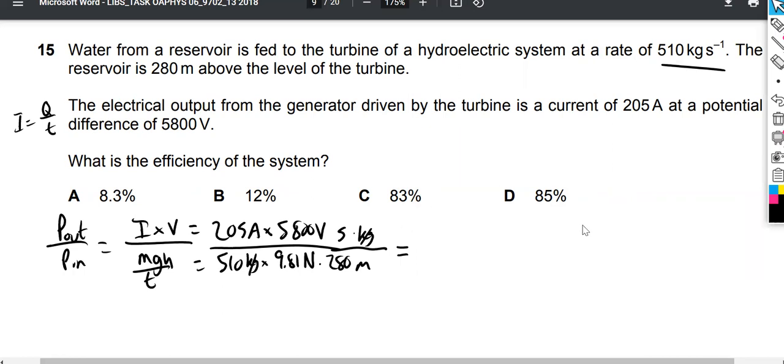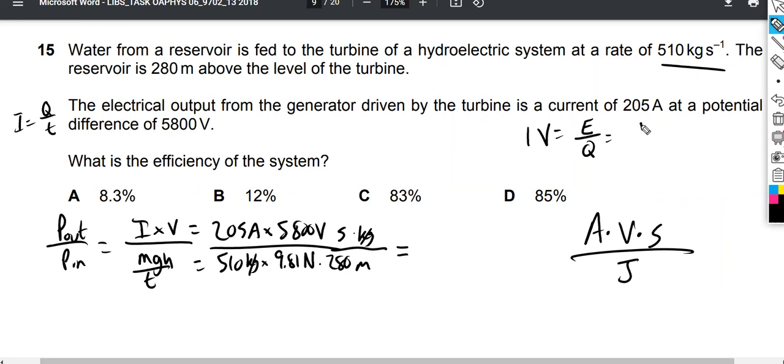All right, now let's take care of these units here. In the numerator, we had an amp, a volt, and a second, and the kilograms already canceled. So we have amps, volts, and seconds. In the denominator, we have newton meters, which is a joule. So maybe that's helpful. We just put the joule down here. All right, so 1 volt is energy per charge. Okay, so we have joules per coulomb. That's the unit of volts. So a volt is a joule per coulomb. I'm going to substitute that in right here.